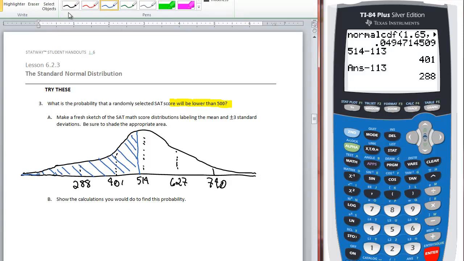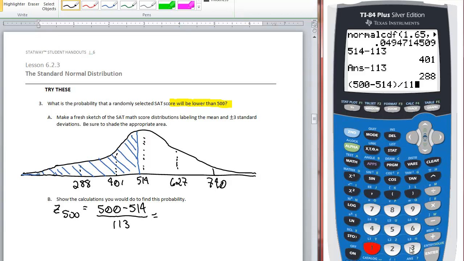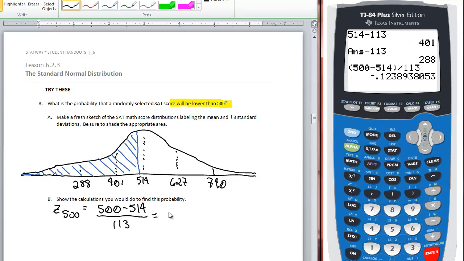So now you show the calculations for the probability, and I have to find the z-score of 500. Okay, and so that's going to be 500 minus 514 divided by 113. And again, we're using parentheses here. Parenthesis, 500 minus 514, close parentheses, divided by 113. And now my z-score is what we found before, a negative 0.124, right? Because I'm trying to use 3 decimal places.